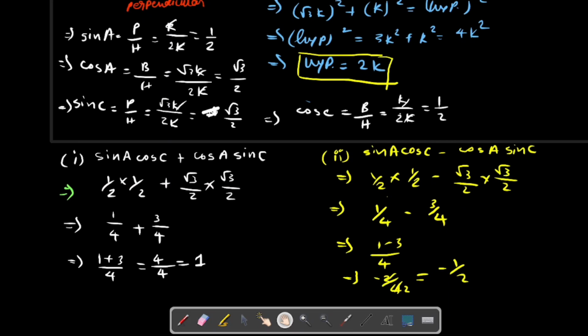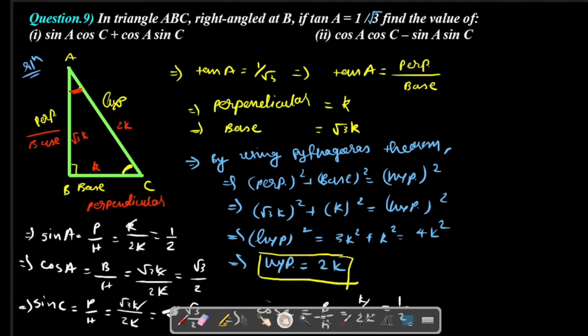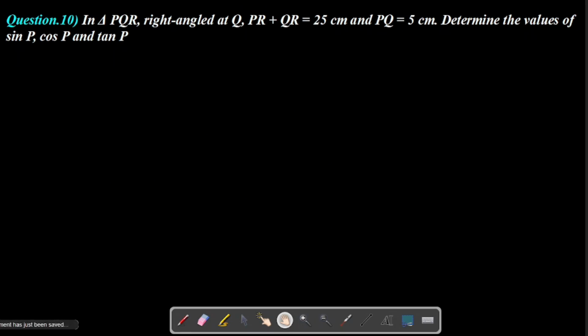So let's move on to our next question, which is question number 10. Question number 10: in triangle PQR, right angle at Q, PR plus QR is equal to 25 centimeter and PQ is equal to 5 centimeter. Determine the values of sine P, cos P and tan P.